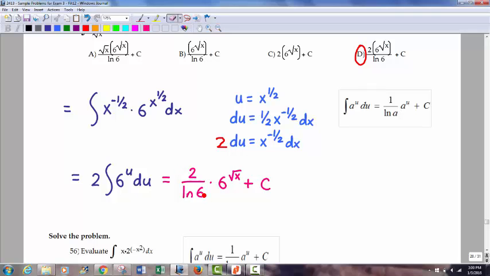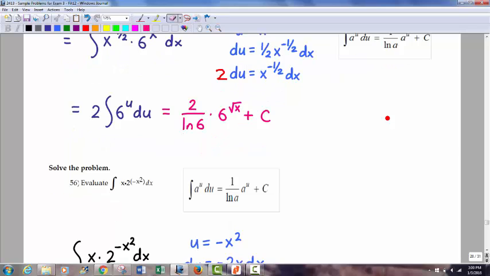6 because the base was 6, and then a to the u, that's the answer, so 6 to the square root of x. So it'd be 2 over ln of 6 times 6 to the square root of x. And there it is. Answer D. Perfect.